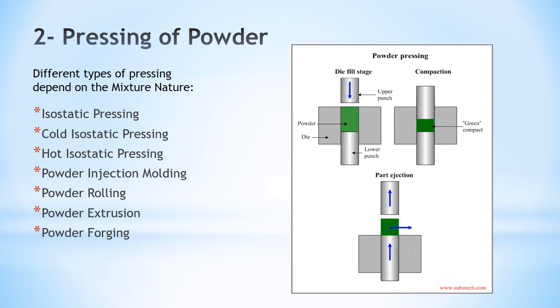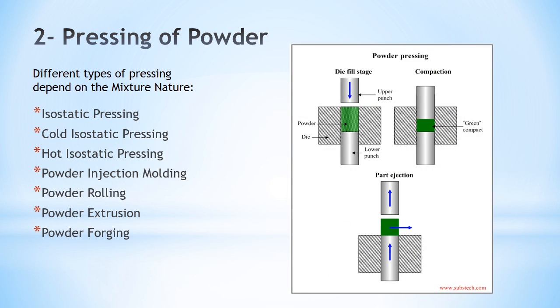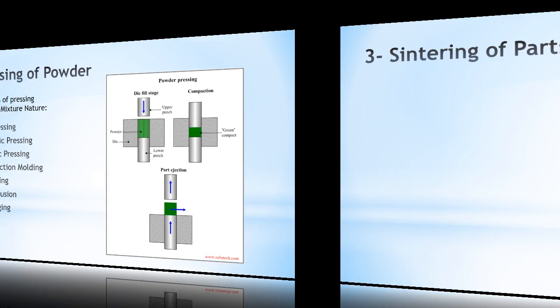Now press the mixed powder. Here a die is used to be filled with the powder. Then a force is applied to compact the powder. As a result, this powder would take the die shape, which is basically the desired shape. Again, due to the different mixture properties, different types of pressing can be applied to achieve the appropriate compaction, such as powder injection molding, powder rolling, or powder forging, and so on.